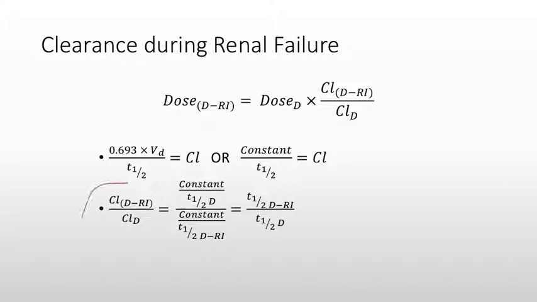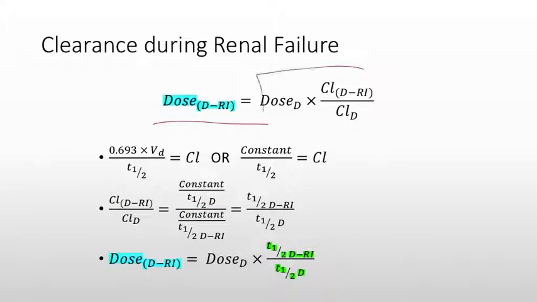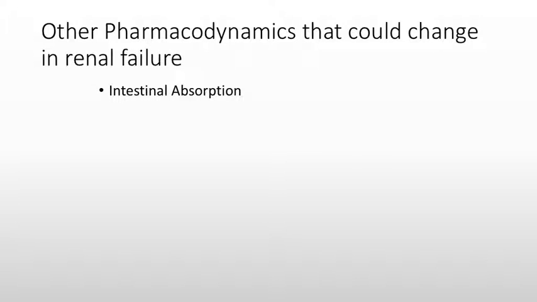So the ratio of clearance during renal failure over normal clearance is equal to the constant over the normal half-life of the drug, divided by the constant over the half-life during renal insufficiency. The constants cancel each other out, and you get the ratio of the half-lives, and you can use that ratio as well. So the dose during renal failure could equal this simplification, or this simplification. The caveat, as I've already said, is that the volume of distribution is altered by renal failure, so you have to keep that in mind. Lots of things change during renal failure.